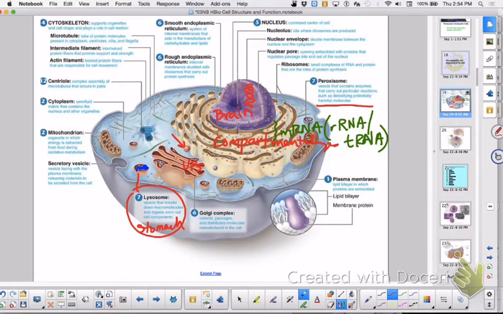Okay, then we come to our energy organelles. Who are our two energy organelles? Mitochondria. What happens in the mitochondria? It's the powerhouse, and what does it do? Makes ATP through what process? Cellular respiration.